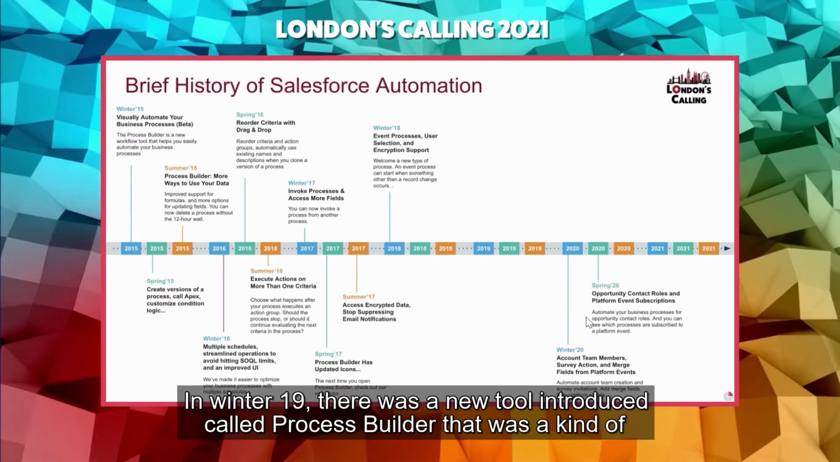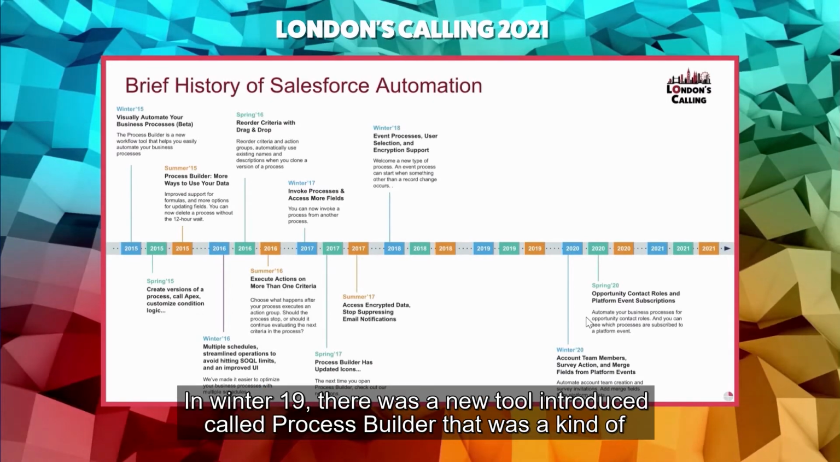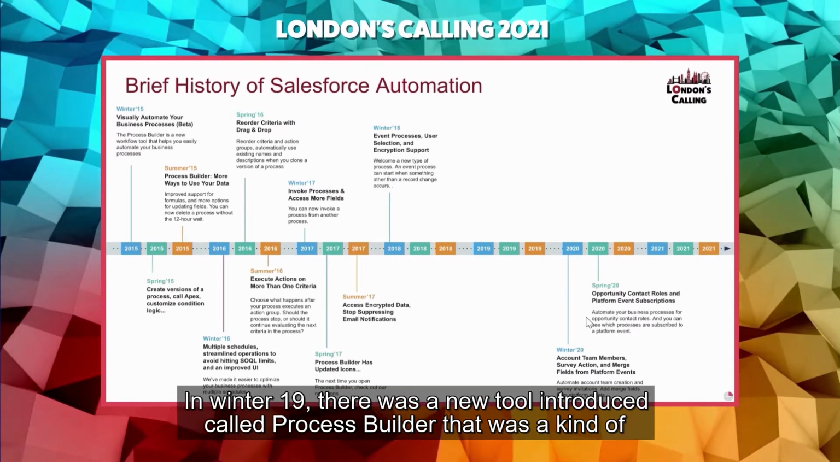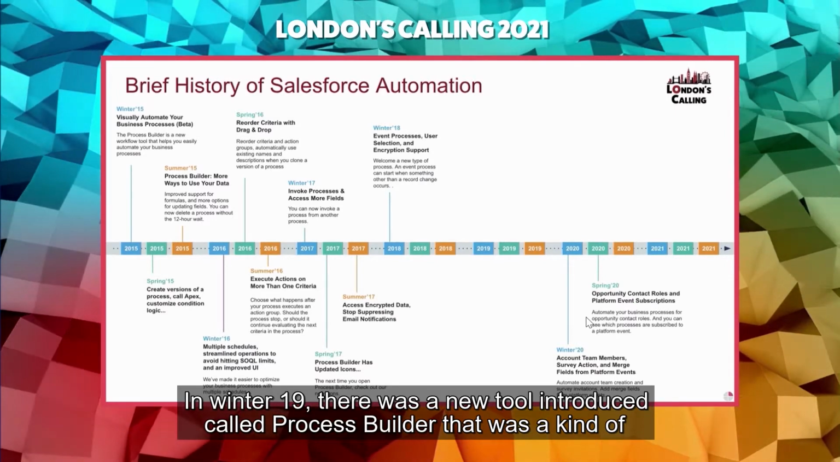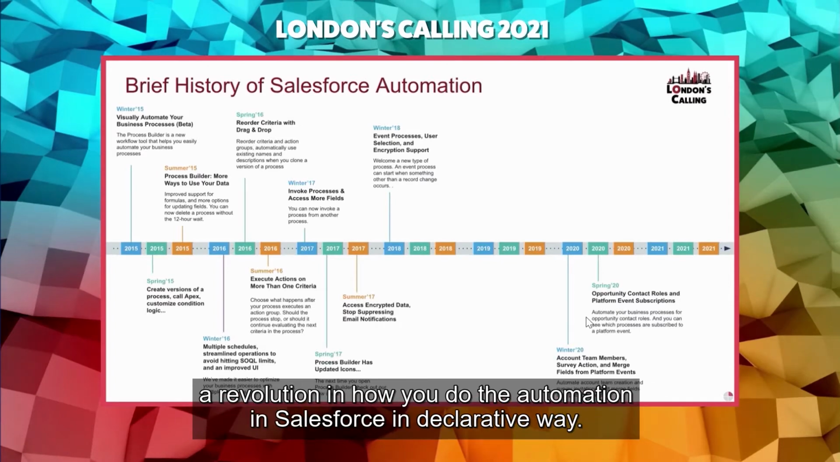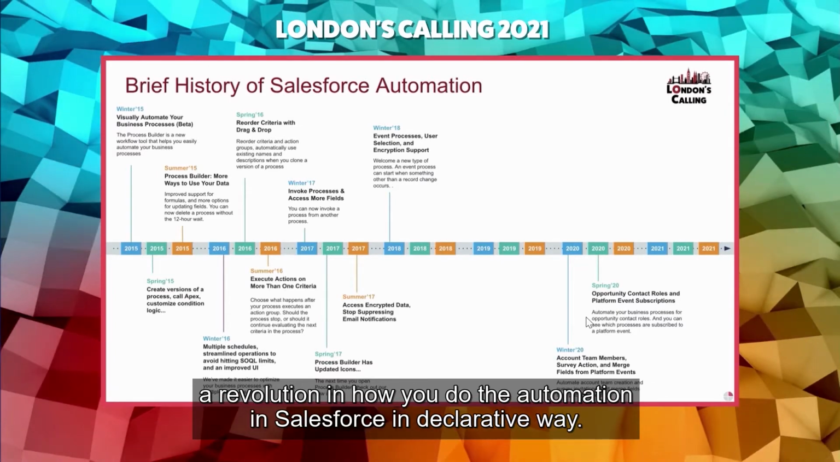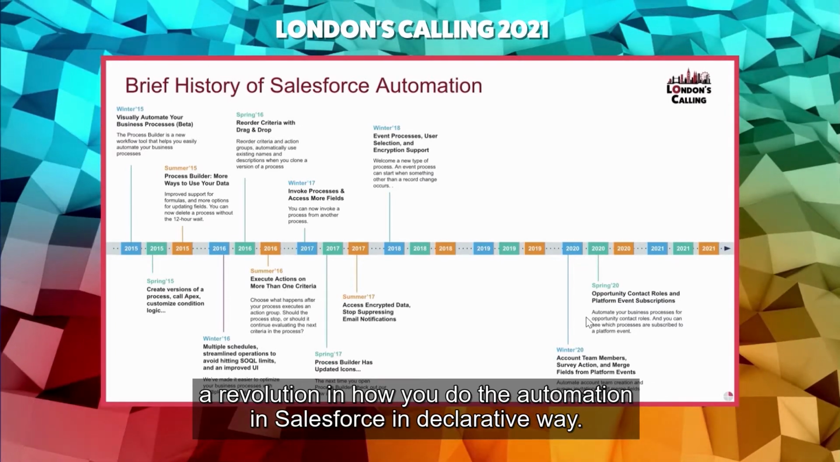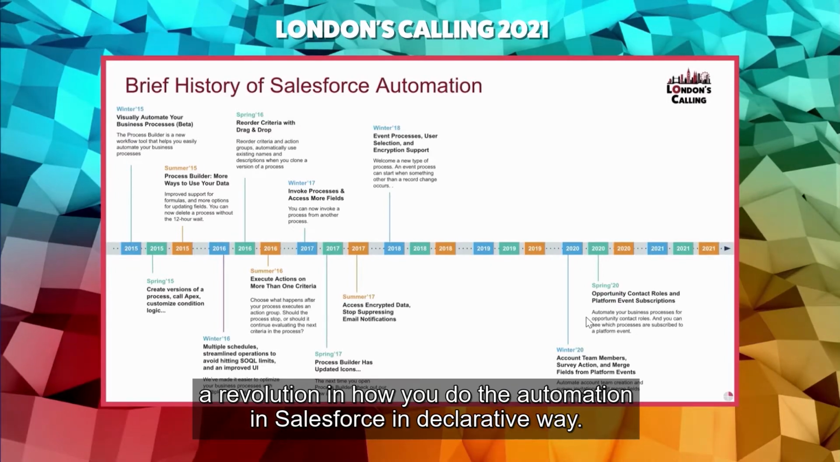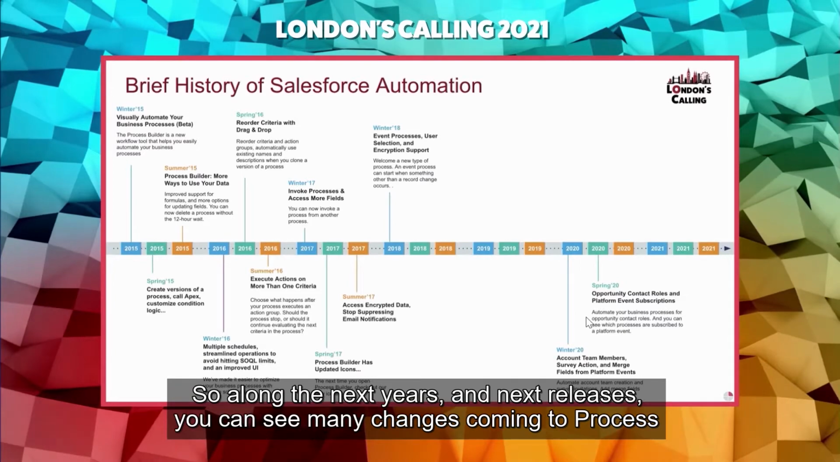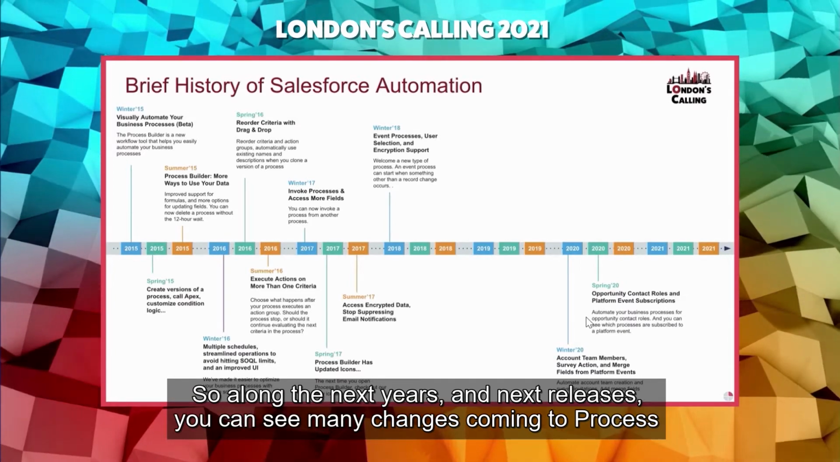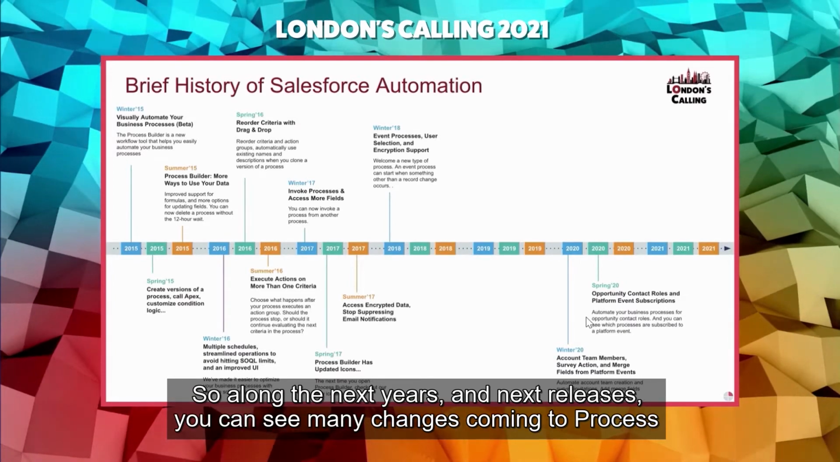So in winter 15, a new tool called Process Builder was introduced that made a kind of revolution in how you do the automation in Salesforce in a declarative way. Along the next years and next releases, you can see many changes coming to Process Builder.